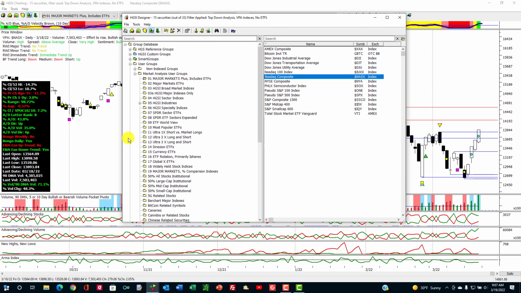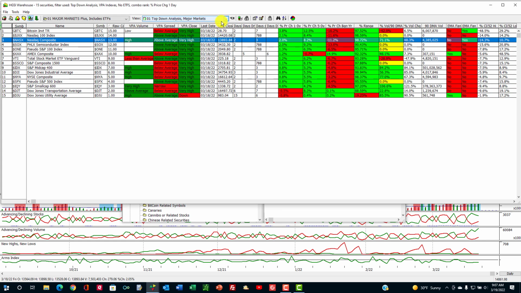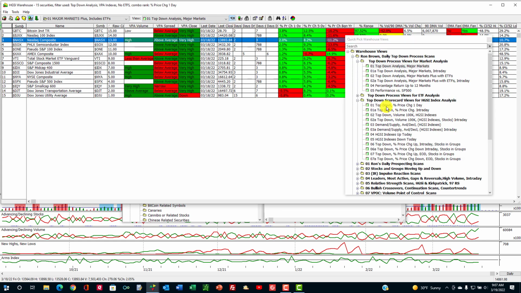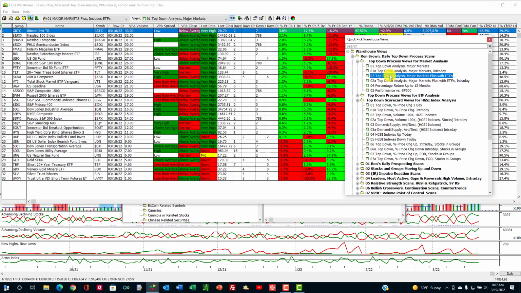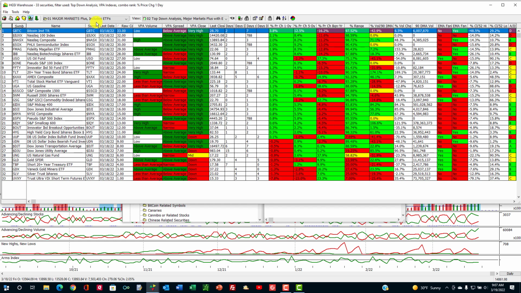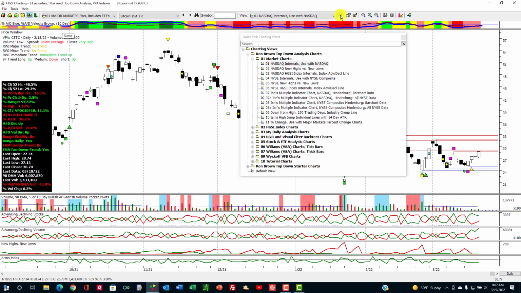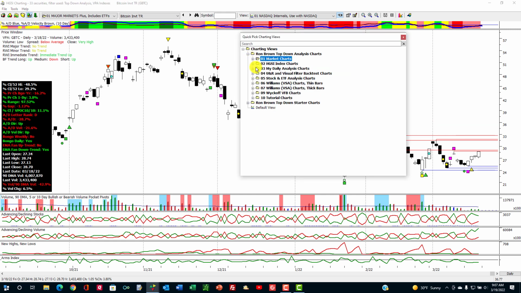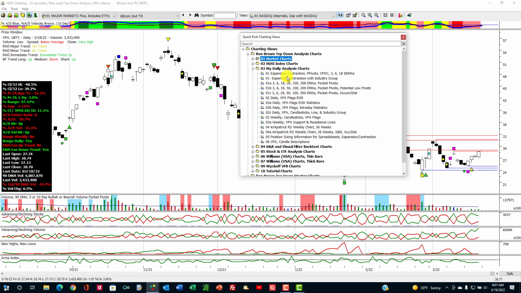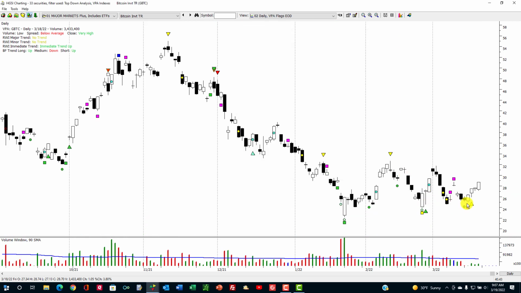Let's do something else here. I'm going to stay in the same folder, but I'm going to go down to the number 2 view, which lets these ETFs into the screen. Let's take a look at Bitcoin, but I want to go to a different chart here. I'm going to go down just to my daily analysis charts, and I'll just go to a daily VPA plain chart. So you can see that Bitcoin, the trust, rallied pretty sharply also.